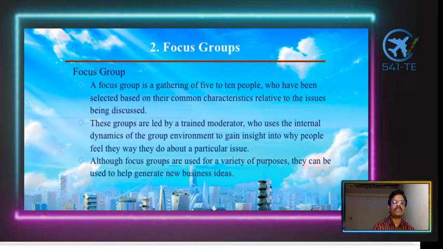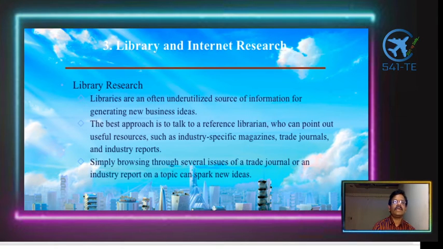Although focus groups are used for a variety of purposes, they can be used to help generate new business ideas. In that context, we can say that the focus group is another technique we use for generating ideas. So the third one, library and internet research.